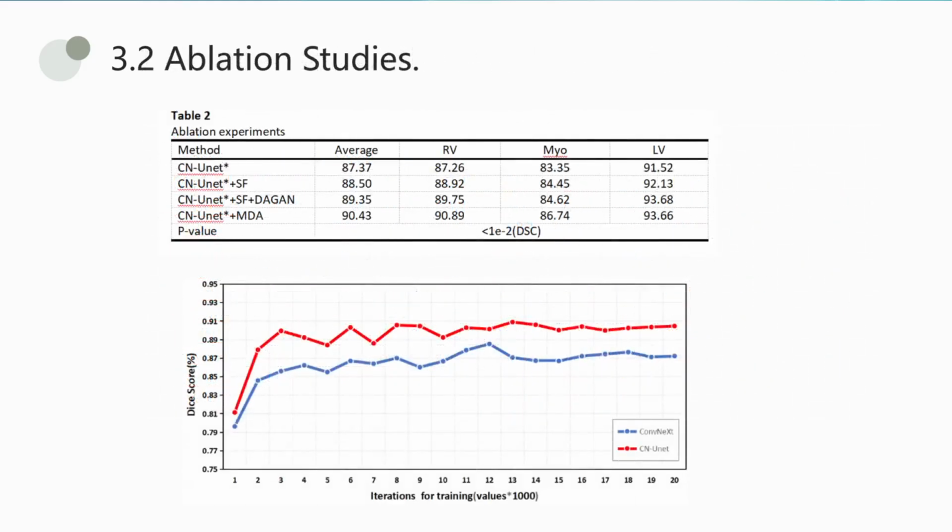Next, we conducted ablation experiments on the MDA module, and as shown in the table, each branch of MDA had a considerable effect on the backbone network, and our designed network structure also converged faster than ConvNeXt.